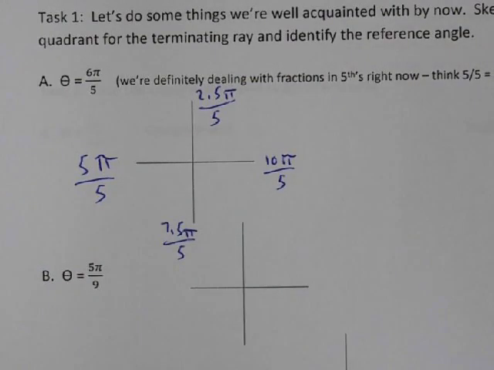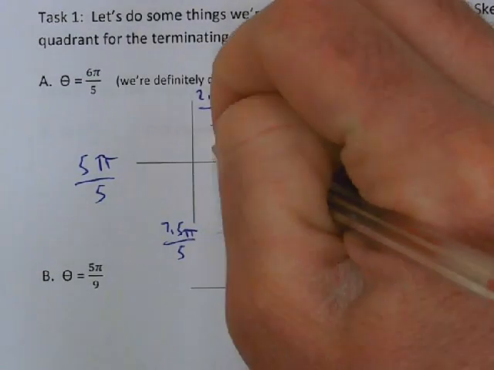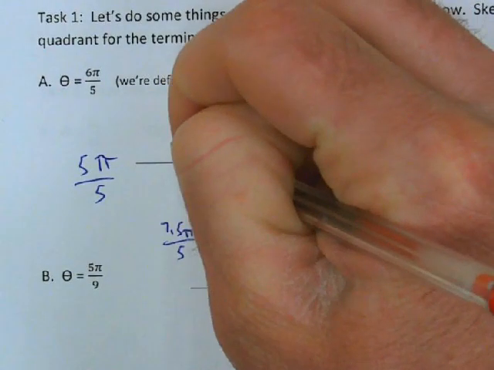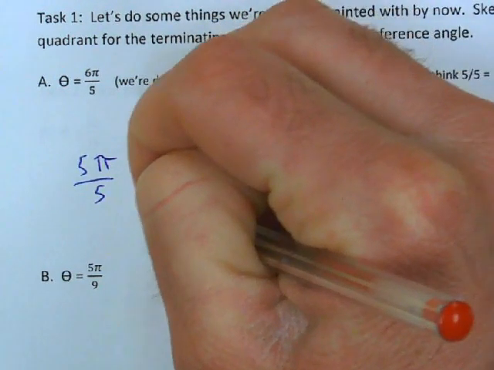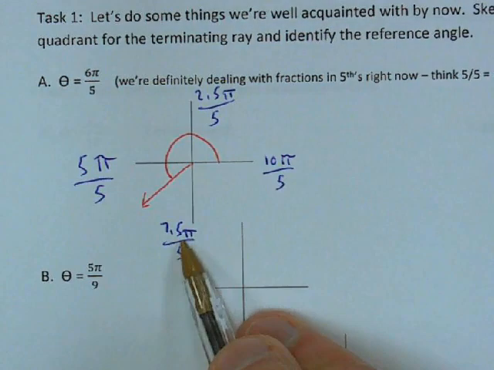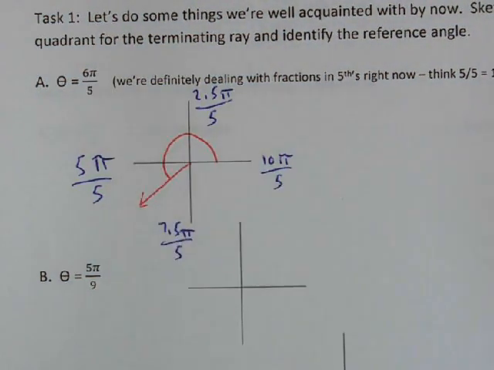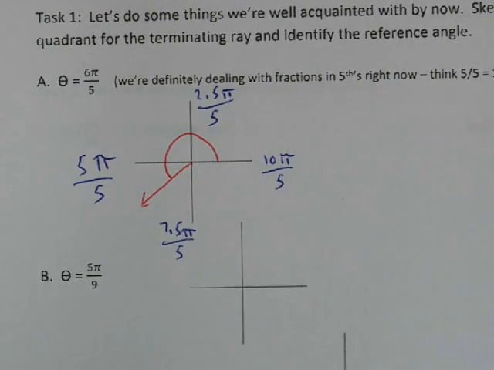And then now I can draw my angle. Where does 6 pi over 5 land? Okay, so I need to rotate past the 2.5, a little bit past the 5 pi, and then my terminating ray would be somewhere right about here, between 5 and 7.5, because we want to get 6 pi over 5. Okay, so then there's my terminating ray. That is in quadrant 3.